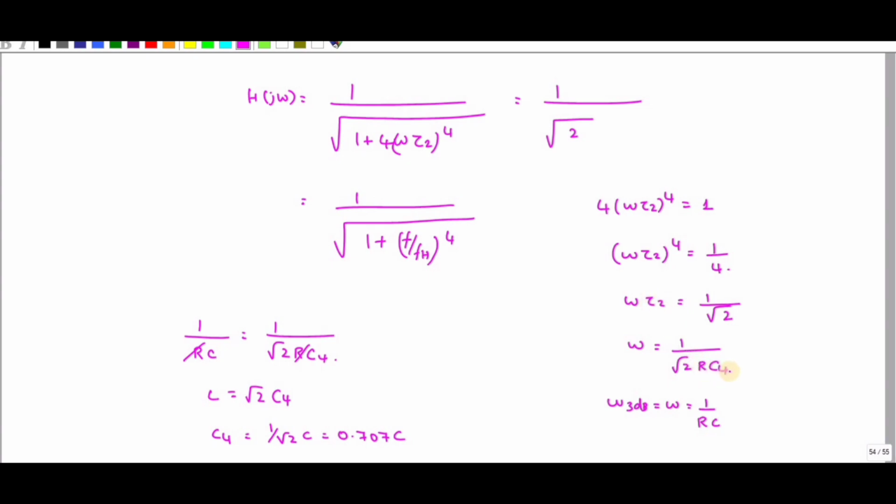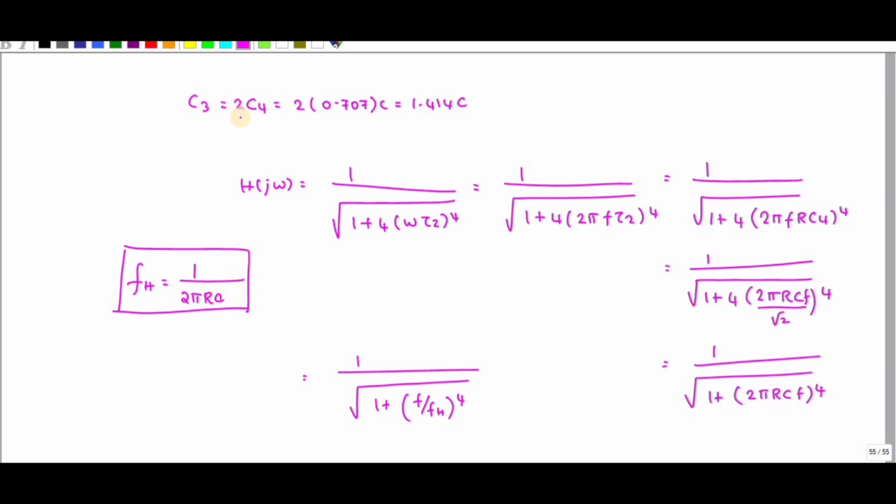What is tau 2? Tau 2 is RC4. If it is the 3 dB value, the omega value should be equal to 1 divided by RC. So I am going to equate these 3 and 4. If I equate, I will get 1 divided by RC is equal to 1 divided by root 2 RC4. From this, C is equal to root 2 of C4. So C4 is equal to 1 by root 2 of C, that is 0.707 C. We know that C3 is equal to 2 C4, so that is equal to 1.41 C.